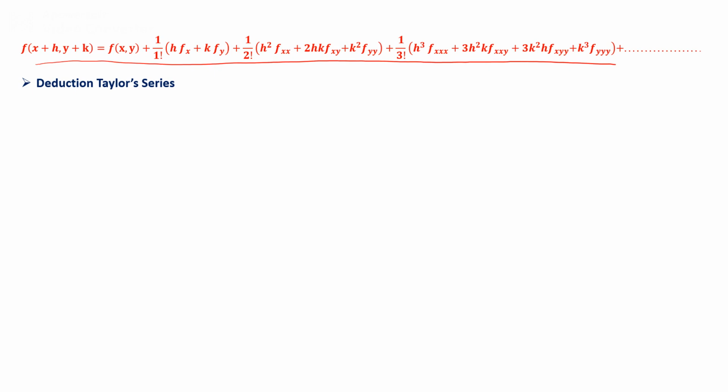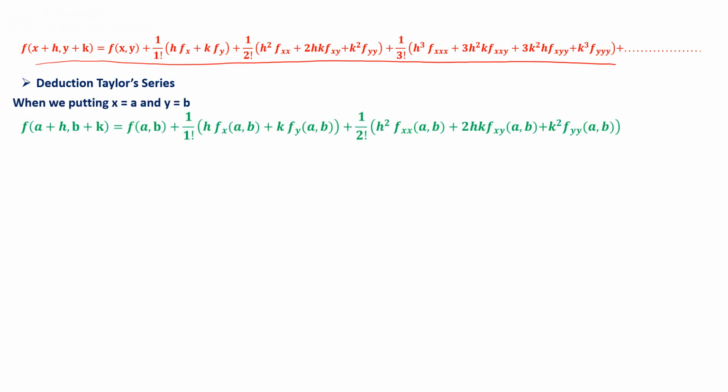Now, as you know, that's the Taylor series. Here we discuss some deductions of the Taylor series for two variables. Suppose we put x equal to a and y equal to b in that Taylor series for two variables. What do we get? We get x replaced with a, so we write f(a+h), and y replaced with b, so we write b plus k. So we get f(a,b) plus 1 upon factorial 1 times h f x(a,b). Here we write f x(a,b). It means the partial derivative of the function f with respect to x at the point (a,b), plus k f y(a,b).